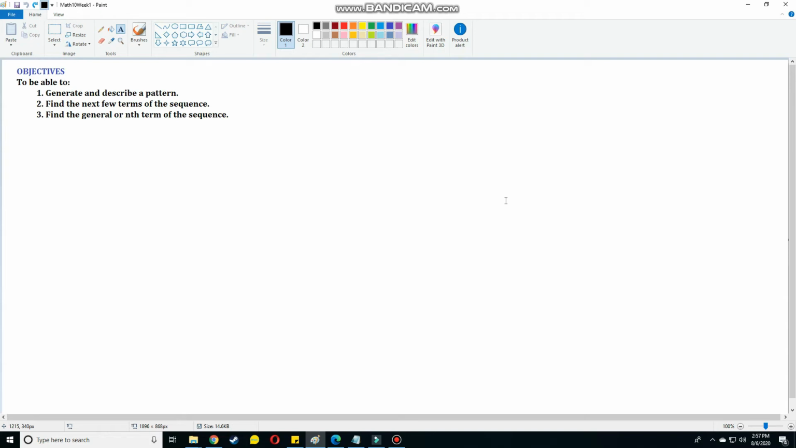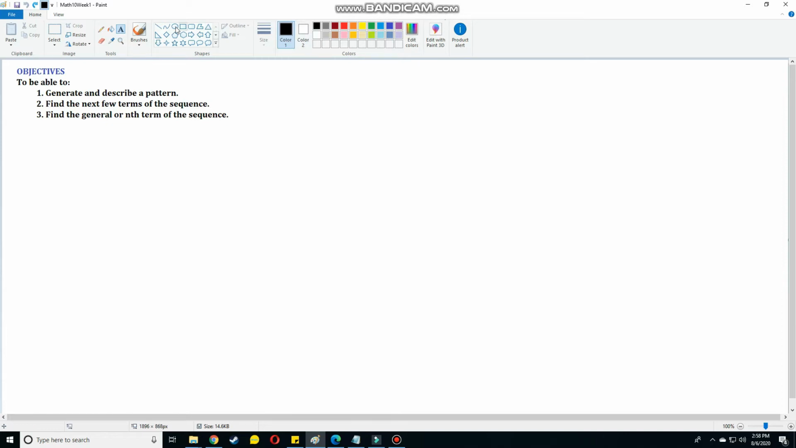Our objectives are to be able to, number one, generate and describe a pattern. Number two, find the next few terms of the sequence. And number three, find the general or nth term of the sequence.